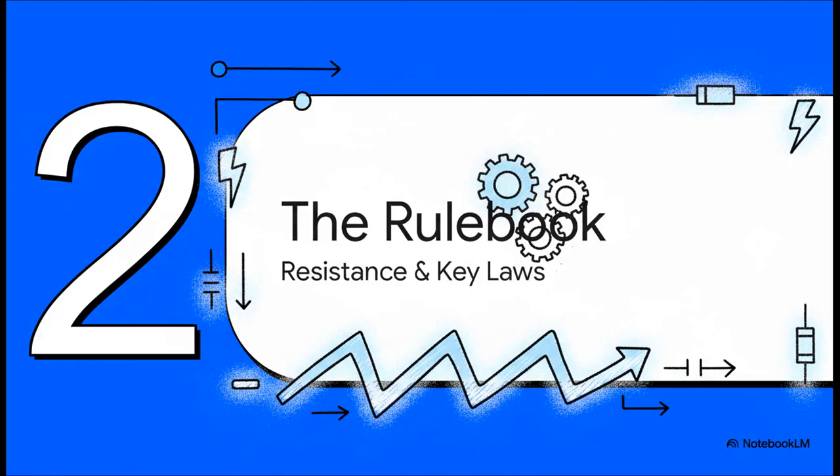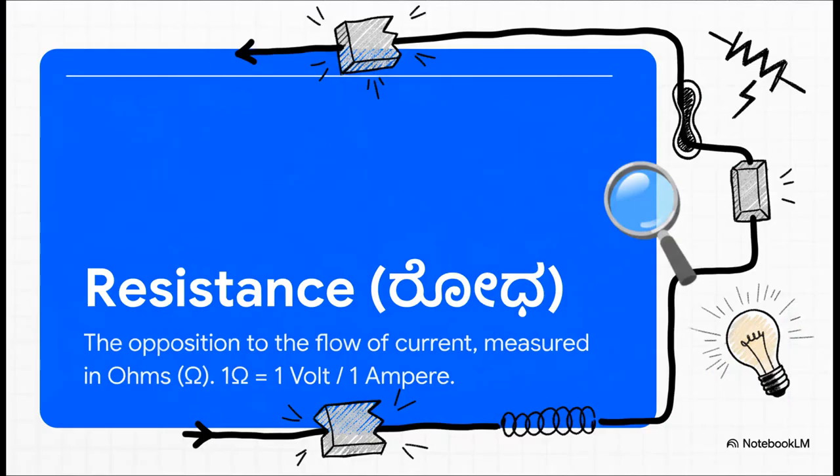All right, so we've got our flow, and we've got the pressure that's driving it. Now let's get into the next part and see how this whole system is managed by a few simple but really, really powerful rules. Just about every system has some kind of friction, right? Well, in electricity, we call that resistance. It's measured in ohms, and it's basically anything that slows down or gets in the way of the current's flow. It's the obstacle in the circuit's path.